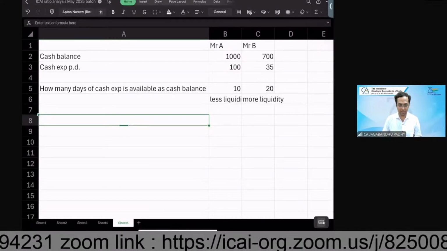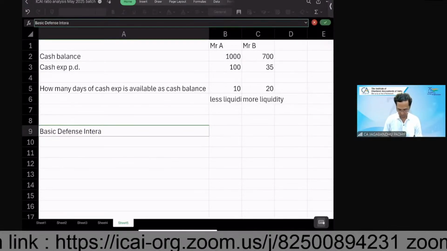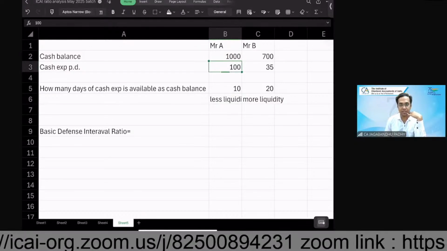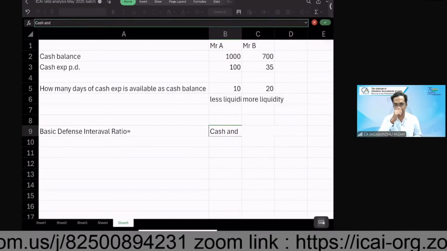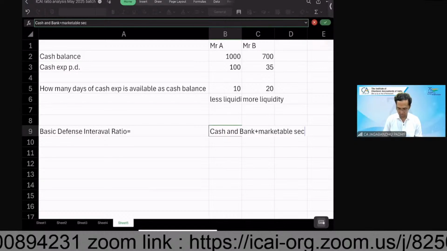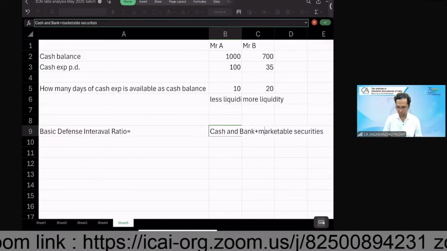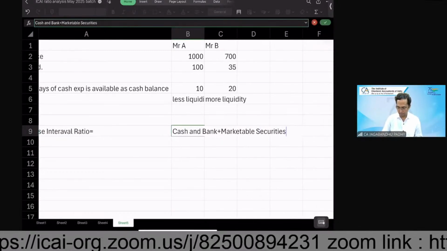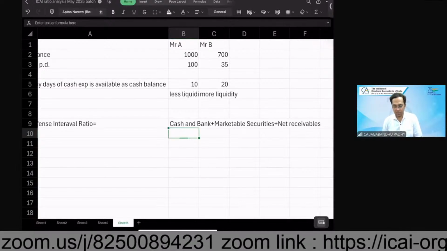So that number, we call it as basic defense interval ratio. Basic defense interval ratio. Just like you said over here, it is cash balance upon cash expenditure per day. Here, the ratio is going to be cash and bank balance plus marketable securities. Marketable securities means those securities which you can easily sell in the market. So cash and bank plus the marketable securities, right? Plus the net receivables, which is the debtor value.